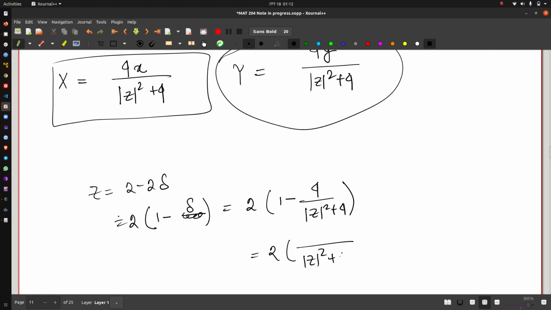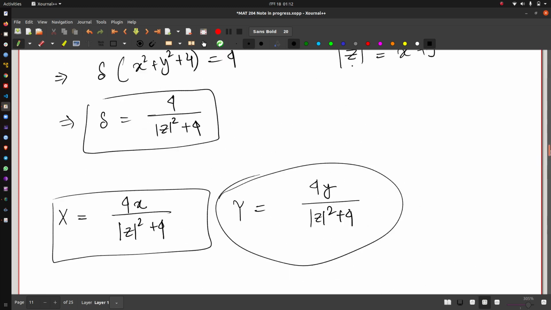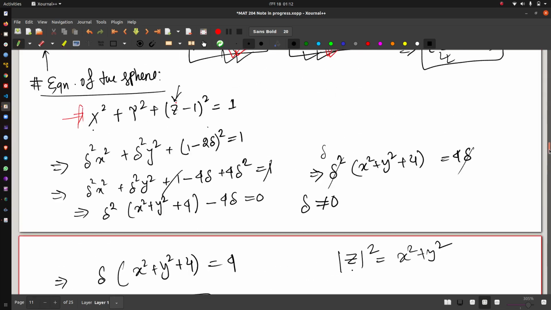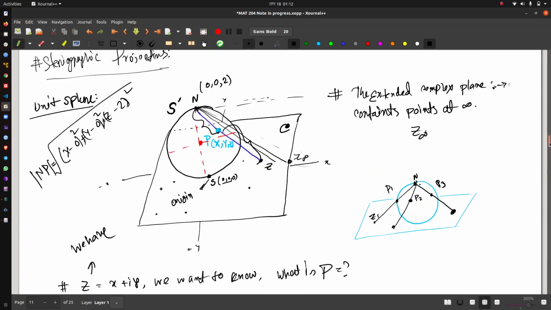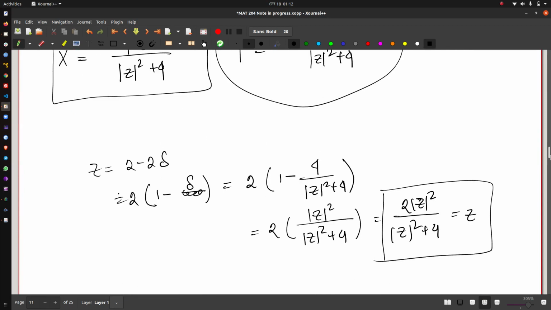Modulus of z squared plus 4: if you do it over here, there would be a plus 4 and a minus 4, they would cancel each other out, and you finally have modulus of 2z squared over modulus of z squared plus 4, and there you have it. Through these equations you can find the stereographic projections, that means the coordinates of the points from the complex plane to a sphere, and vice versa.